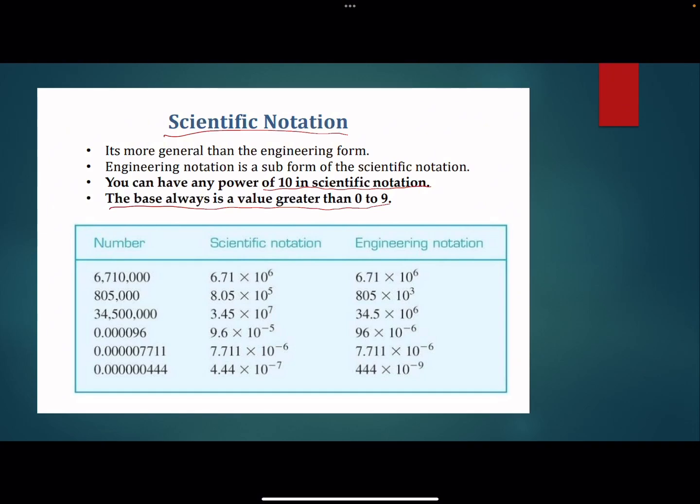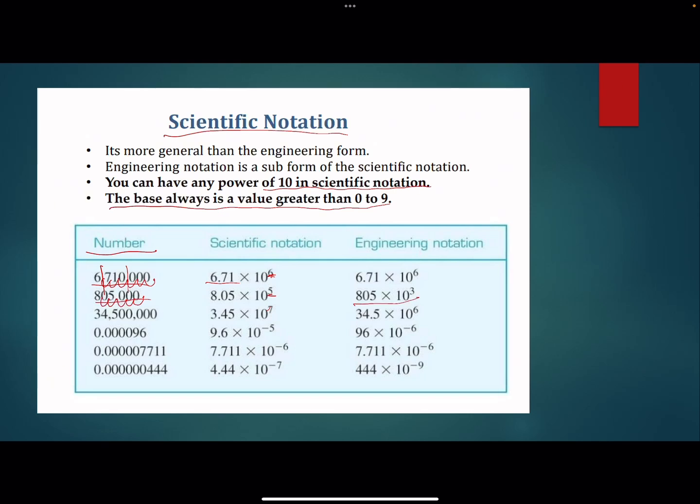So if we have a number here, we can just separate the digits. So we have 7 digits. If we move the decimal from right to left, 1, 2, 3, 4, 5, 6, that's how we get 10 to the 6. So 6.71 times 10 to the 6. For this one, we need to move the decimal from right to left, same thing: 1, 2, 3, 4, 5. You need to move it 5 times. That's how we get 10 to the 5.